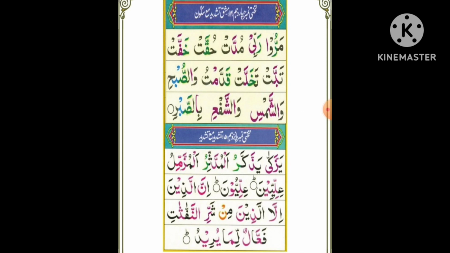Min sharrin naffathati. Understand this. Mim noon zir is min. Then you have sheen ra zabar shar. Then join the ra and the noon. Ra noon zir rin, sharrin. Noon fa zabar naf, sharrin naf. Fa khada zabar fa, sharrin naffathati. Min sharrin naffathati.